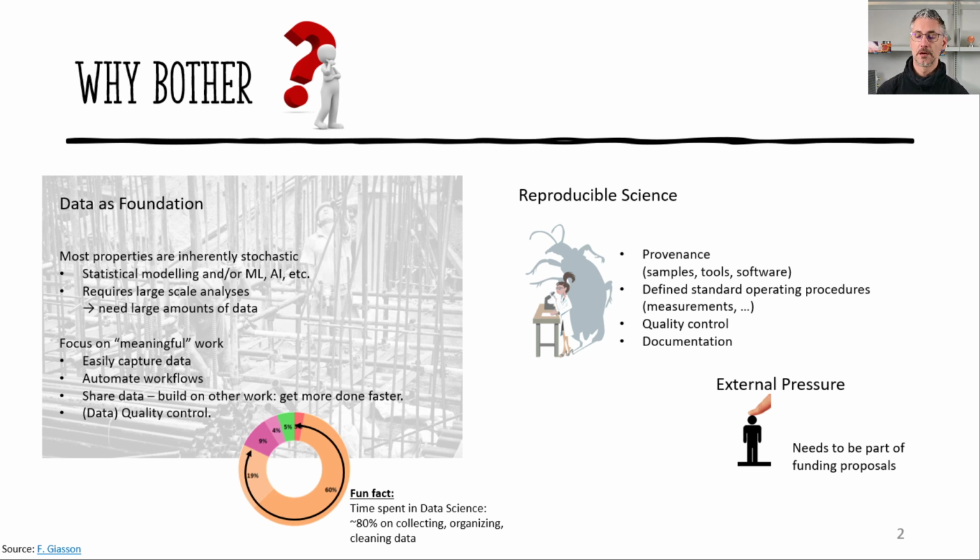Apart from this aspect, we also want to make our science more reproducible, so we need to document which samples we used, and we need to document the tools or the software environment that we use for analysis. We also want to define standard operating procedures, like how we perform our measurements and how we do our data quality control measures. All of this requires extensive documentation. It's part of data management. And last but not least, there are external pressures, because funding agencies require these days that you have a plan for research data management.